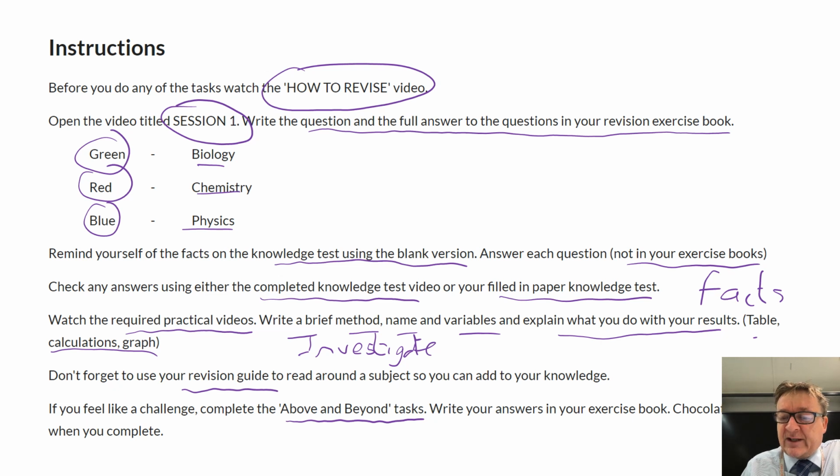Write those answers again into your exercise book. And then we'll be doing a reward system for those people that are doing them. This is obviously going to involve chocolate, because that's the most important thing.